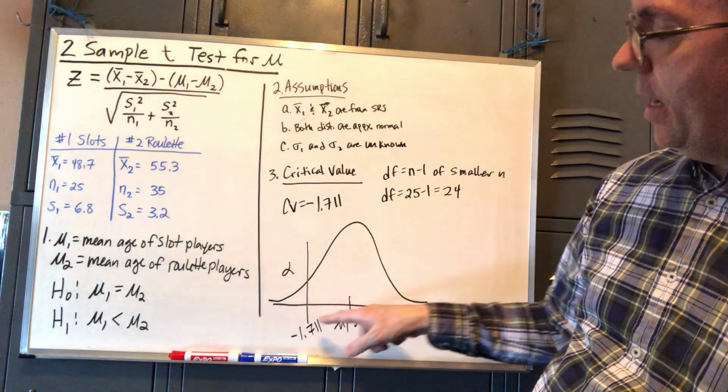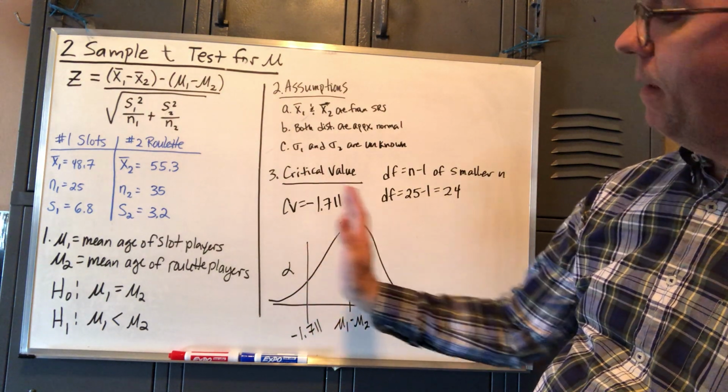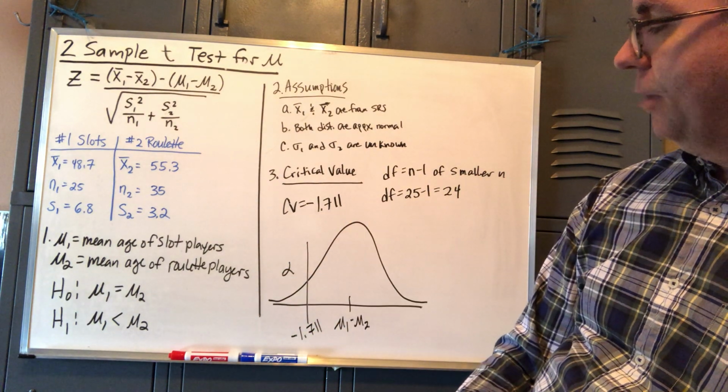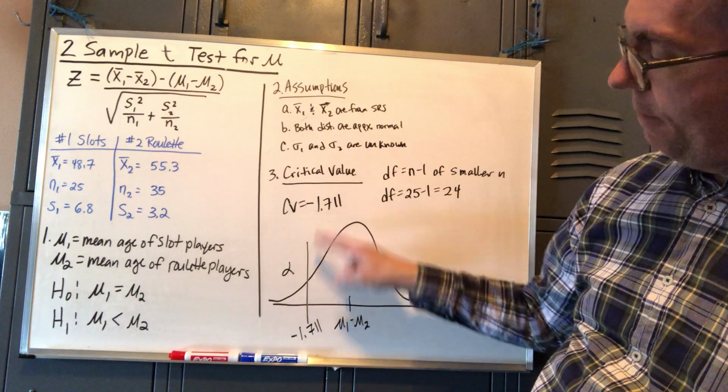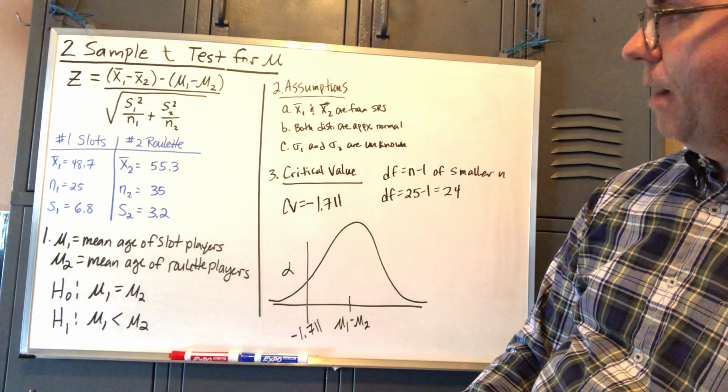All right, so I'm left-sided here. I have my alpha, which is the very left 5%. We can reject within there. And I have that divider, that critical value of negative 1.711.